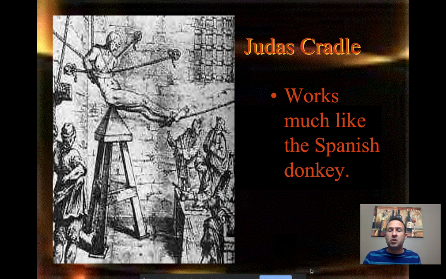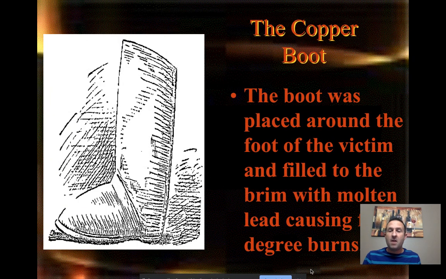Ooh, the Judas cradle. Pretty much like the Spanish donkey. It's designed to rupture your nether regions. The copper boot. You place the boot around the victim's foot and then fill it with molten lead. Now, I don't really know how they ever got it off, other than chipping it away, but either way, you have some nasty burns.